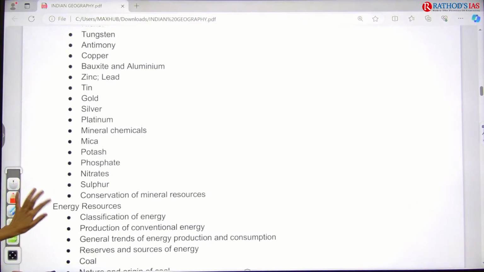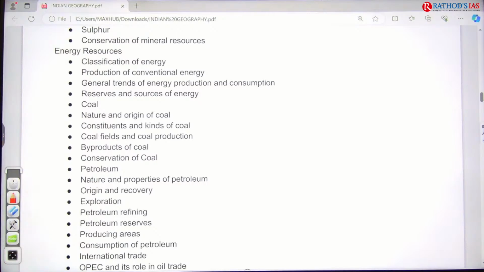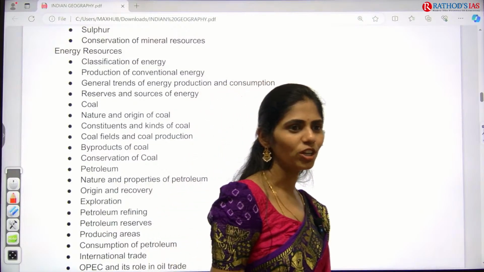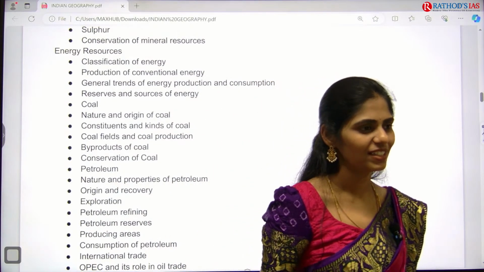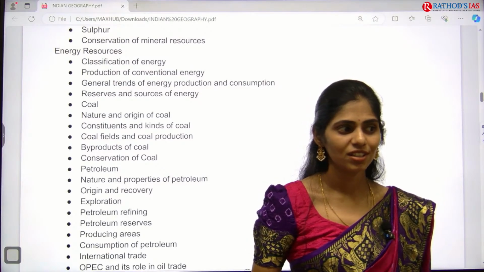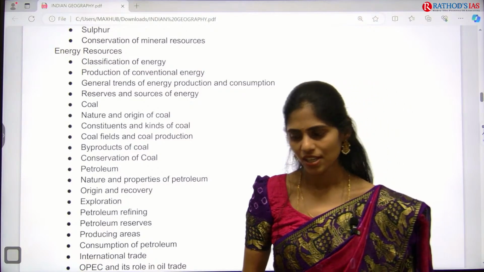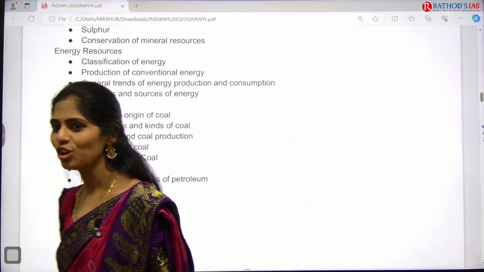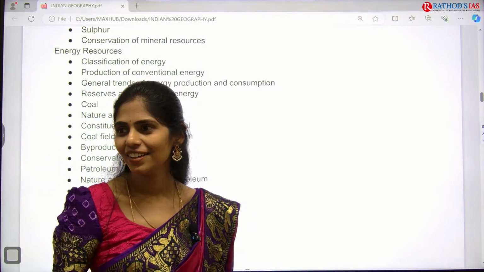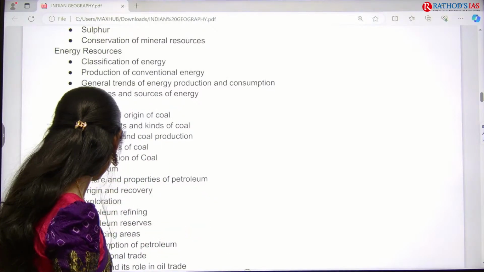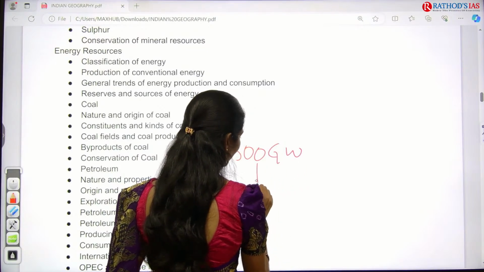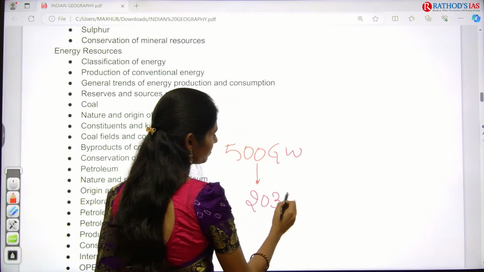Okay, and the next one is energy. In energy you will be having renewable energy sources and non-renewable energy sources. Can you tell me which are the renewable energy sources that we have? Solar energy, wind energy, geothermal energy, tidal energy. Do you know about India's target? How much renewable energy do we have to produce, and by which year? India's target is to generate 500 gigawatts, and the target year is 2030.